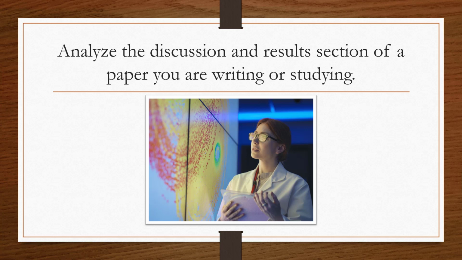What you could do next is to take a paper that you're writing or a paper that you're studying and look at the results and discussion sections and see what you find there. What's the pattern? What's the rhetorical structure of that paper? What are the tenses that they're using? In your own paper, think about what would be the most effective way for you to structure your results, discussion, and conclusion.